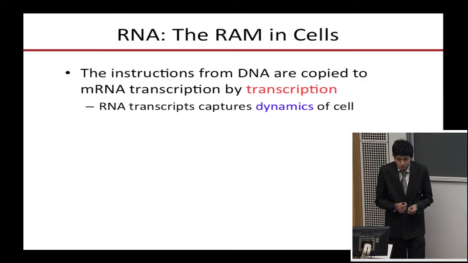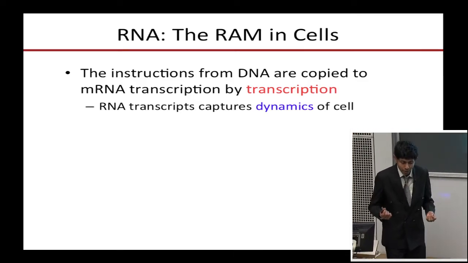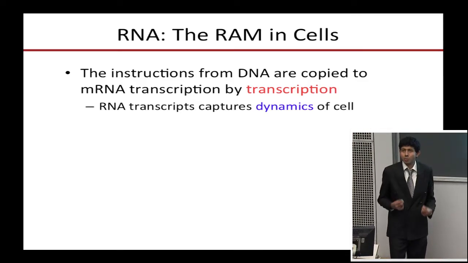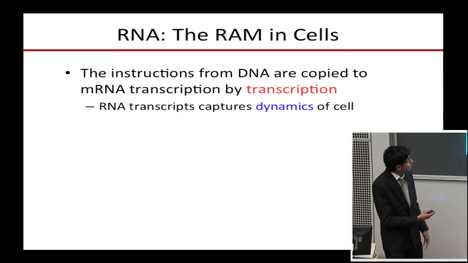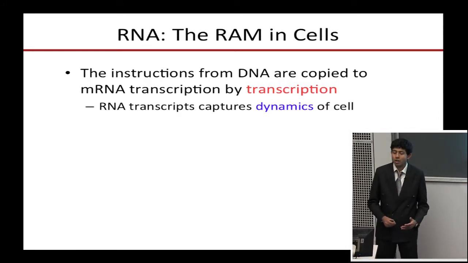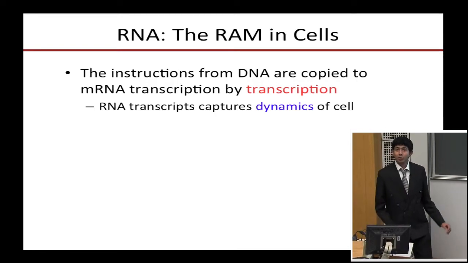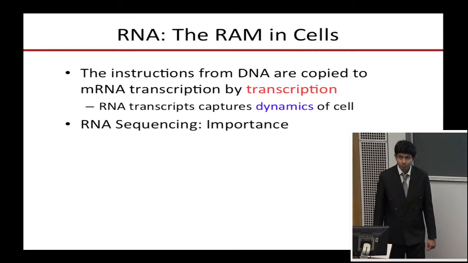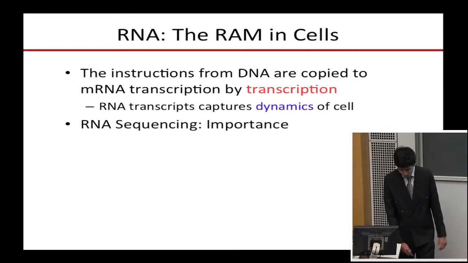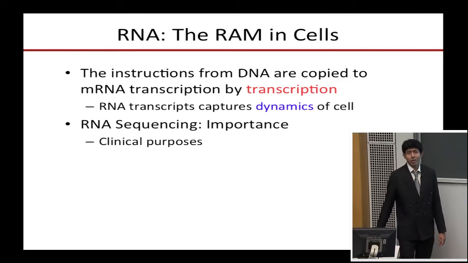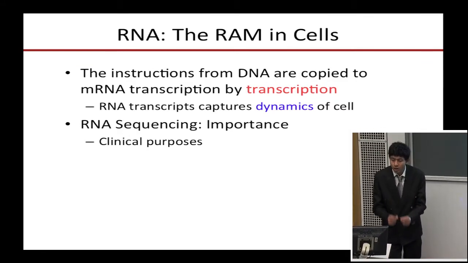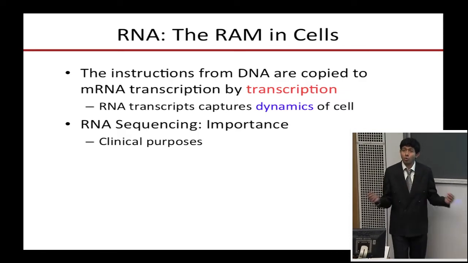For example, why is a skin cell different from an eye cell? It's because it's expressing different aspects of the DNA. So if you look at the RNA in the cell, you'll get to know what aspect of the DNA is being currently expressed. The importance of RNA sequencing is that once you get to know what the RNA is in the cell, it can be exploited for a variety of purposes.